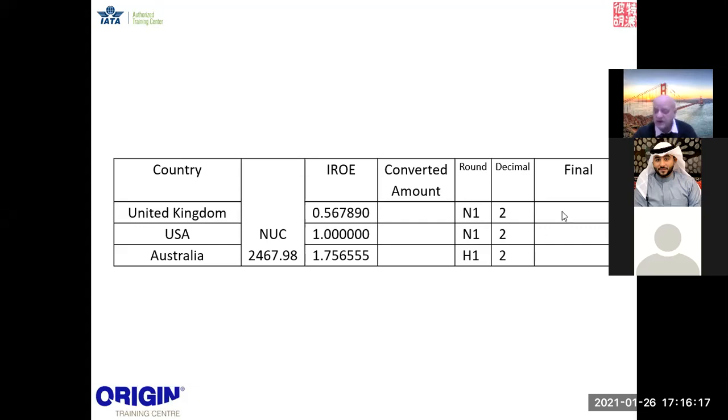Again, I just want the final figure, but these three currencies, all of them are on your list of currency codes to study. So I would like it with the currency code, if you can remember, okay? First two should be okay. Australia may be okay. So you take this NUC, multiply by this, round to this decimal.